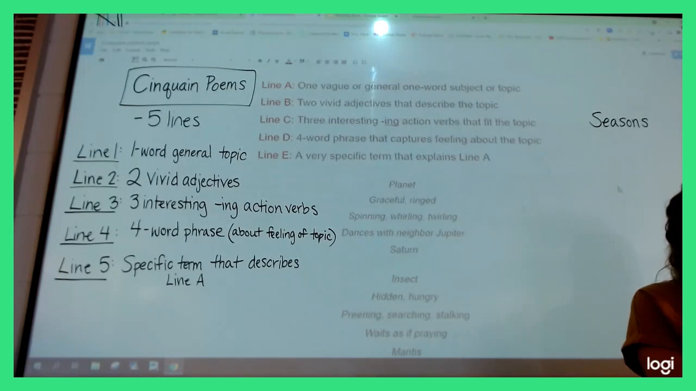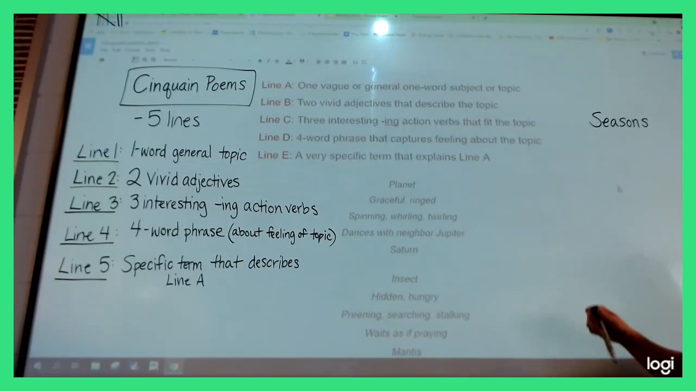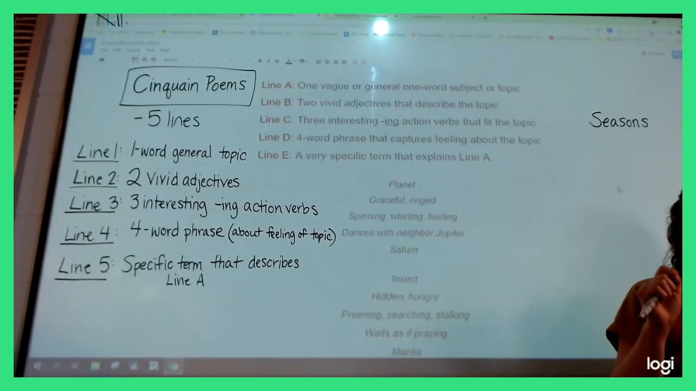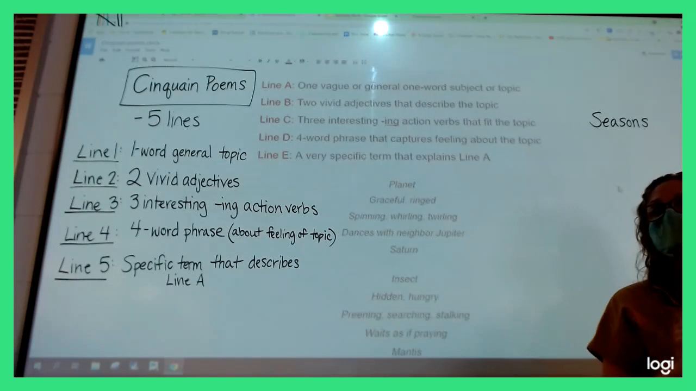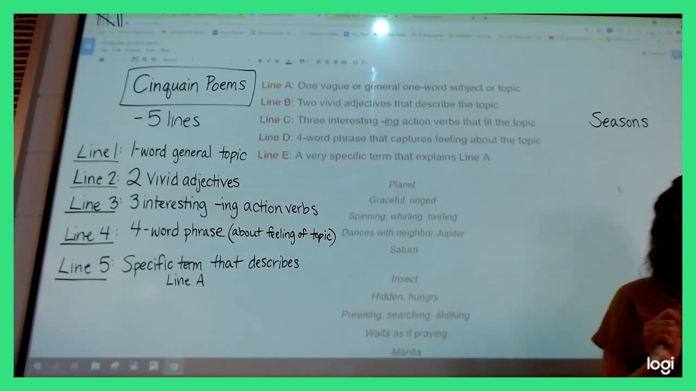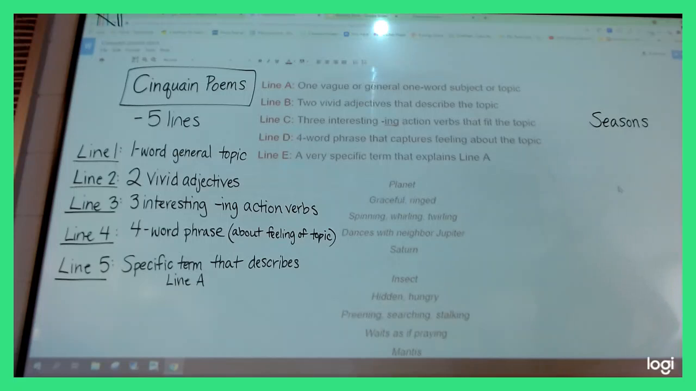All right. So seasons is the topic. That's line 1. What does line 2 want me to write? Line 2. Thank you to a couple of you that have participated all lesson. Hayden? Two vivid adjectives. Okay. So what's an adjective we could use to describe our seasons?